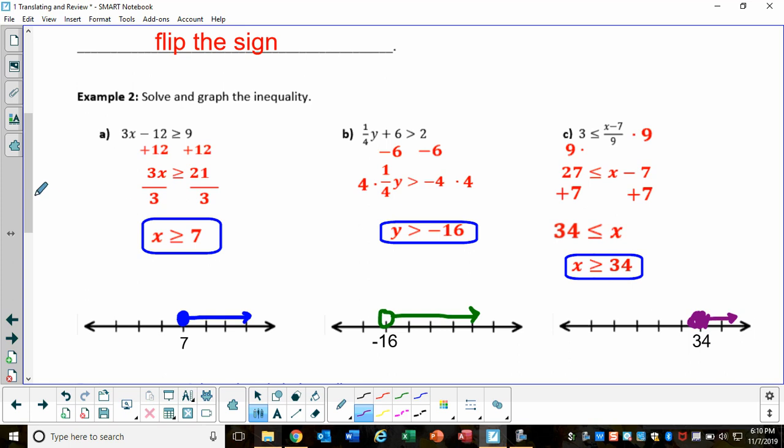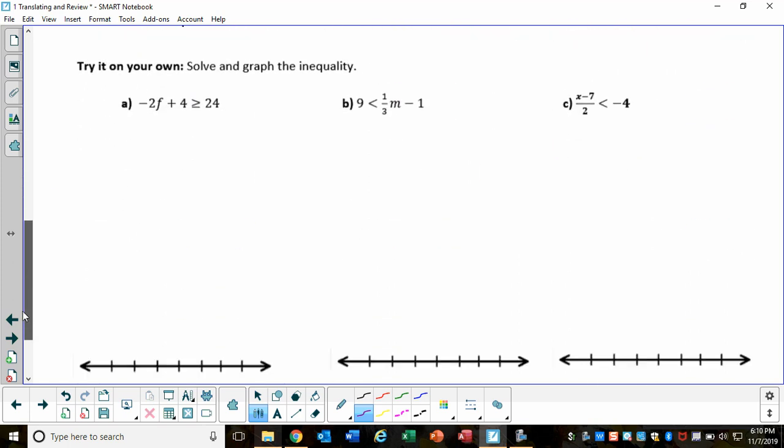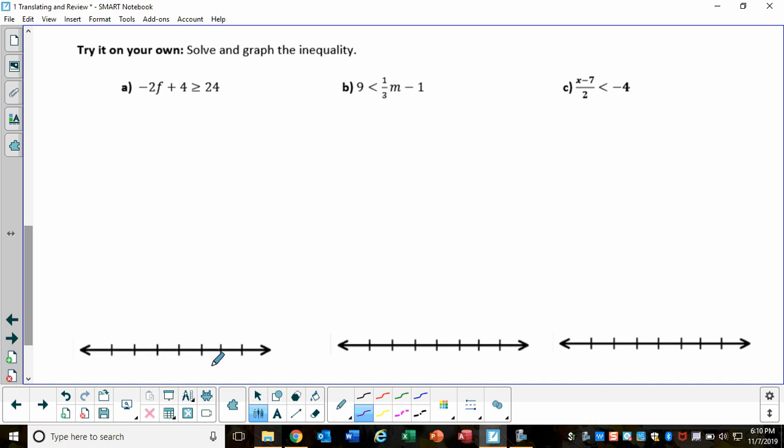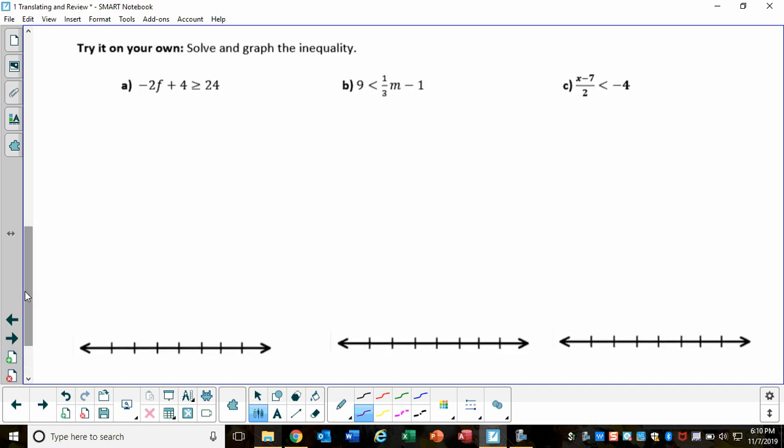Okay? And now you guys are going to try these 3 on your own. Give it a try. And your number lines are already filled in, I think. So you guys can just go ahead and solve it and then graph your answer. Okay? And if you guys have any questions, write them down. We will go over them next class.